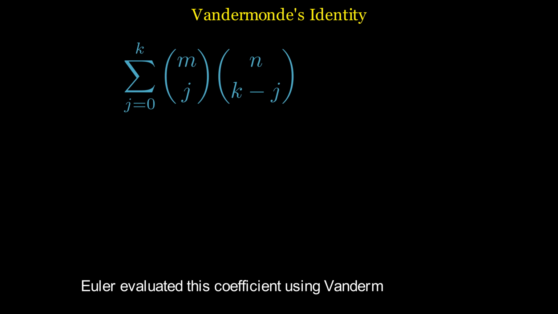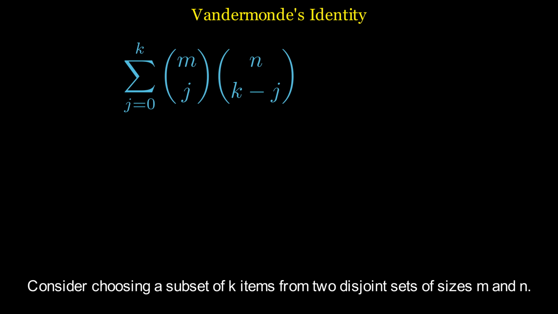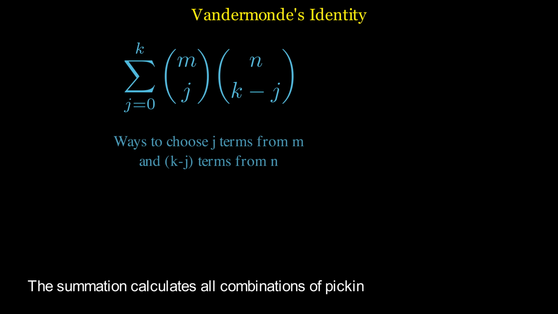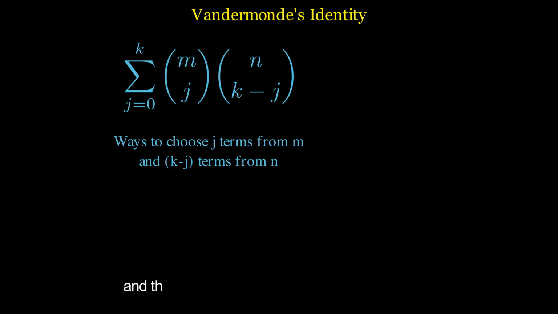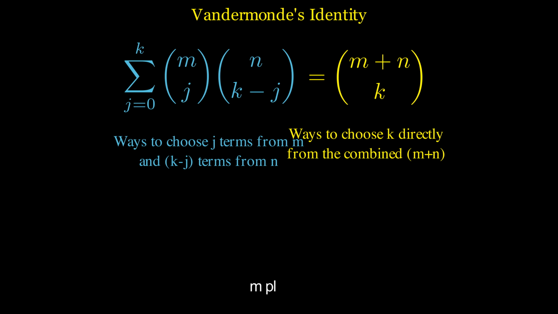Euler evaluated this coefficient using Vandermonde's identity. It is a combinatorial identity. Consider choosing a subset of k items from two disjoint sets of sizes m and n. The summation calculates all combinations of picking j items from the first set and the remaining k minus j items from the second set. It must equal the total number of ways to pick k items directly from the union of both sets, m plus n.